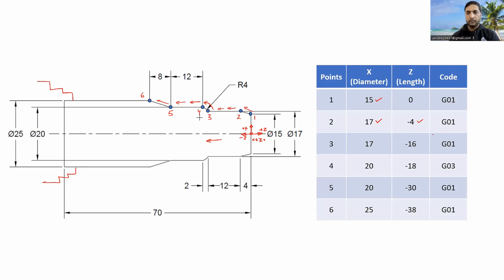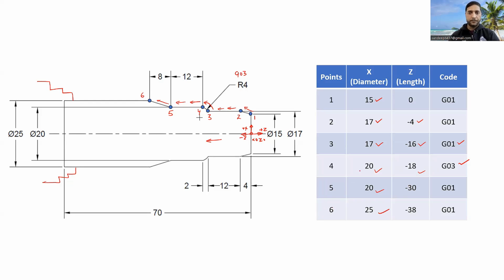Then from 2 to 3, again with linear interpolation, the coordinates for 3 will be, diameter will remain the same, but length will now be 4 plus 12, 16, it will be -16. All the values will be in -Z. So in a similar fashion, now we will calculate the further values also. From 3 to 4, since this is our counterclockwise direction, we will use here the G03 code. Okay, G03, and these are the respective X and Z values, and for 5 and 6 also. If you locate the values of diameter and length, you can easily calculate.